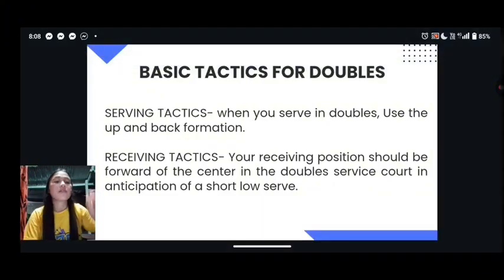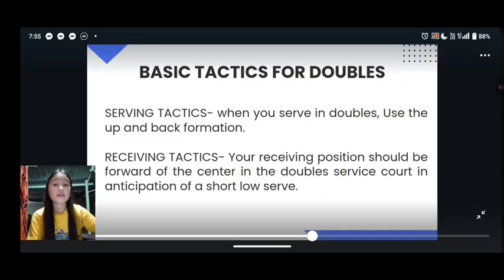Then receiving tactics. Your receiving position should be forward of the center in a doubles service court in anticipation of a short, low service. When the shuttle is served short to you, the most aggressive return is to smash or drive it before it drops below the top of the net. The next best attack is to push the shuttle to a side alley or the deep near mid-court, so that your opponents will have difficulty going back.